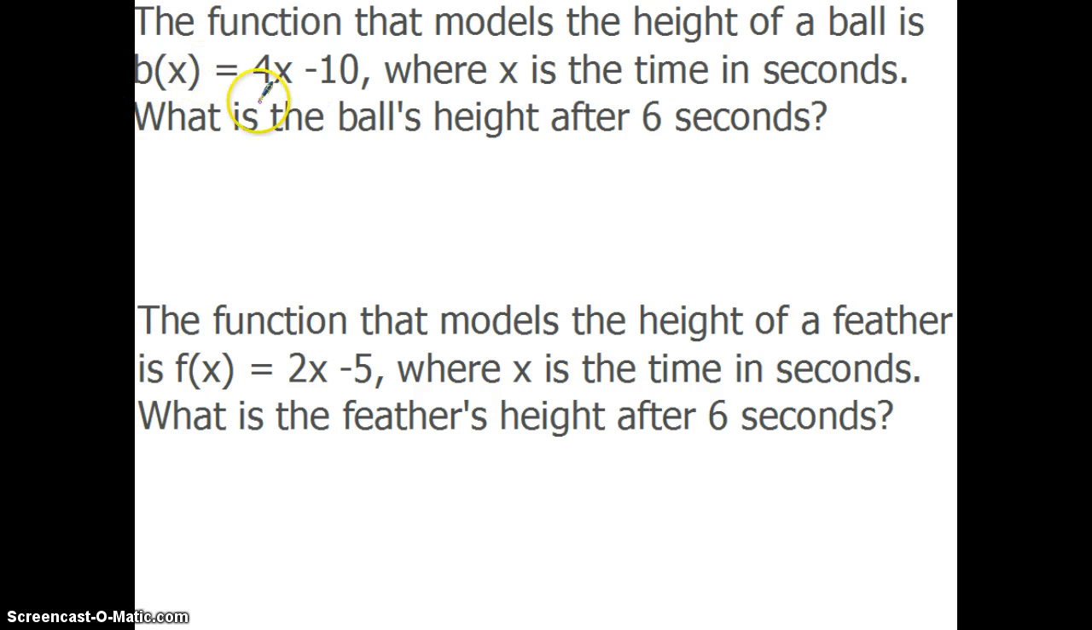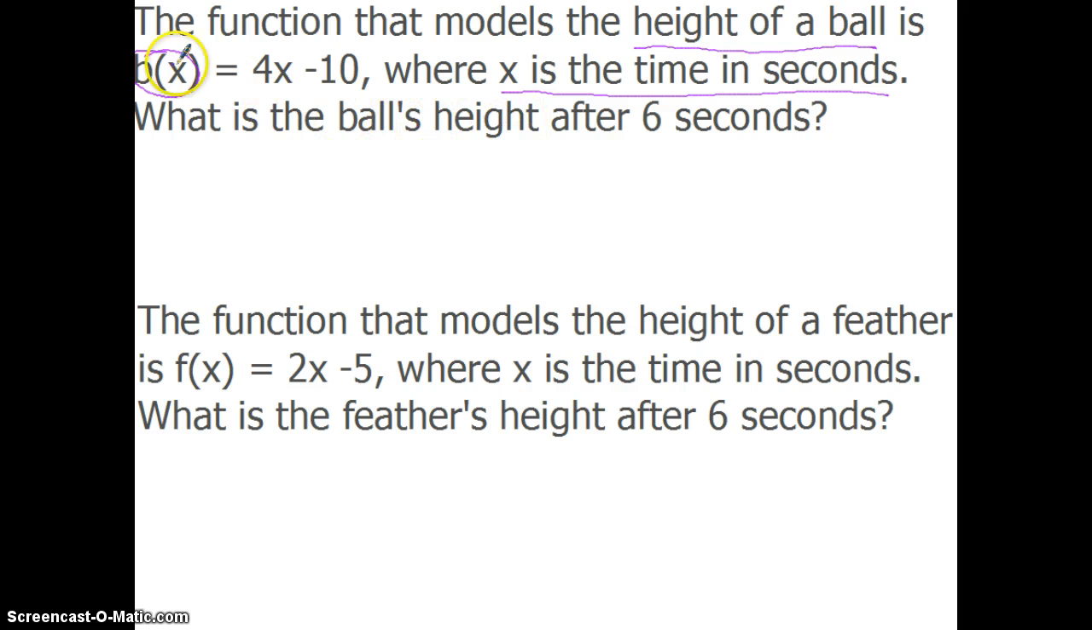Now, this one says the function that models the height of a ball is b of x, for b for ball, equals 4 times x minus 10, where x is the time in seconds. That's important because I'm about to replace x. So this next sentence, I need to know that x is the time. What is the ball's height after 6 seconds? Well, the height of the ball is, this must be the height of the ball.